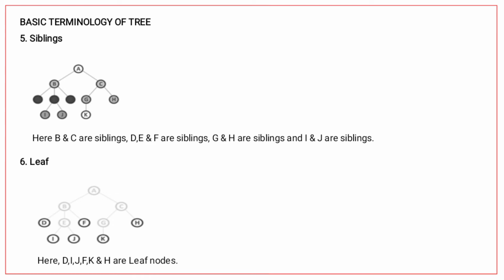Next is leaf. In a tree, the node which does not have children is called a leaf node. It can also be defined as a leaf is a node with no child. The leaf nodes are also called external nodes. A leaf node is also called a terminal node. External nodes or terminal nodes are nodes with no child. See the figure. Here D, I, J, F, K and H are leaf nodes.